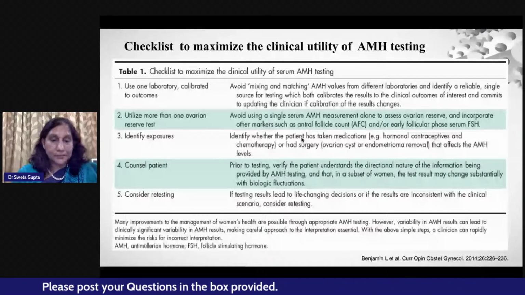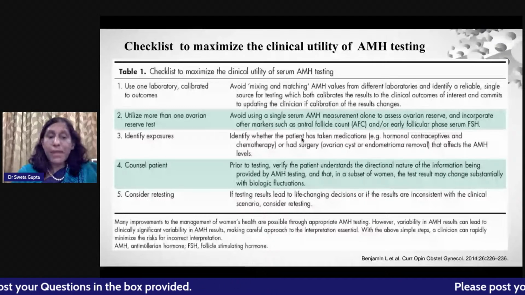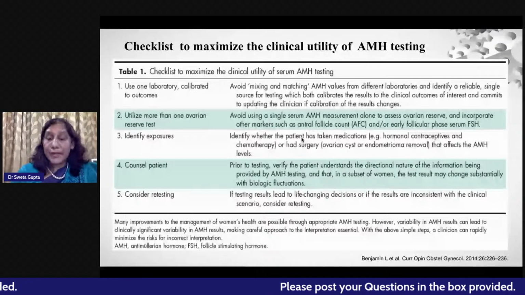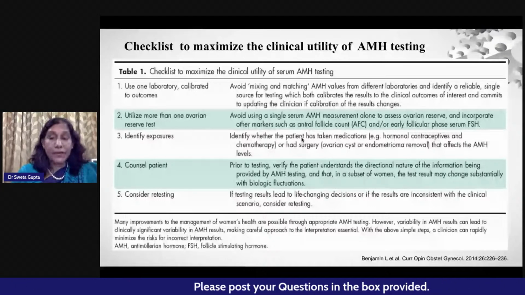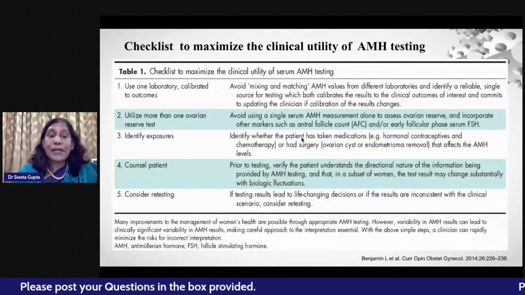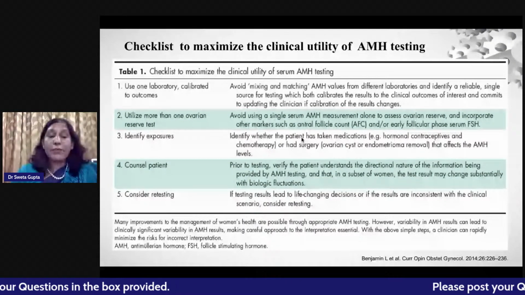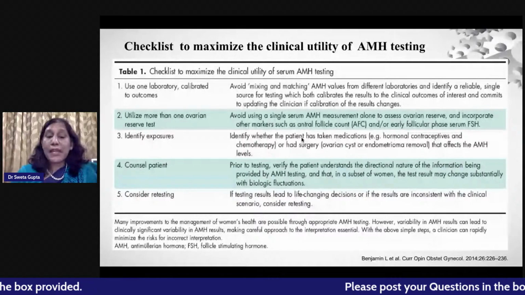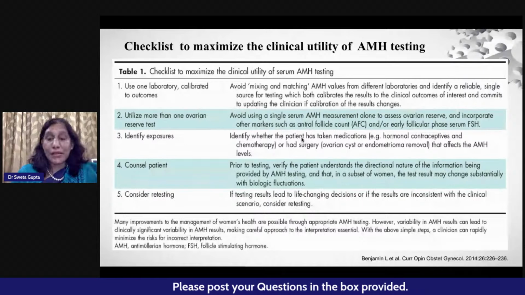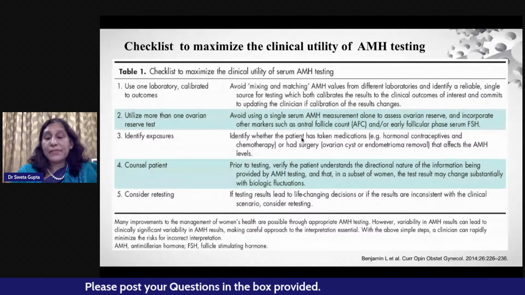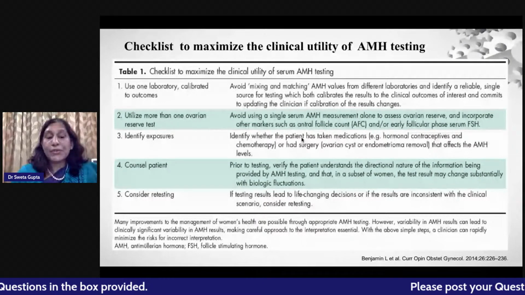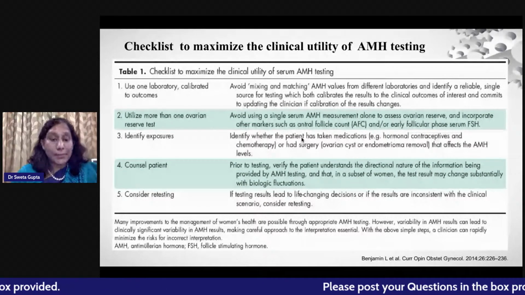So many improvements to the management of women's health are possible through appropriate AMH testing. However, variability in AMH results can lead to clinically significant variability, making a careful approach to interpretation essential. And with the above simple steps, a clinician can rapidly minimize the risk of incorrect interpretation.